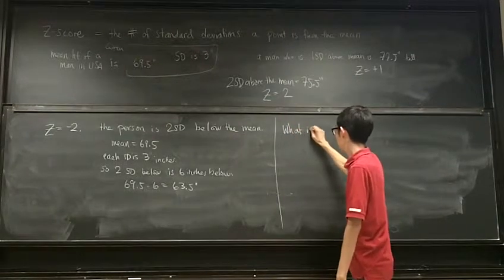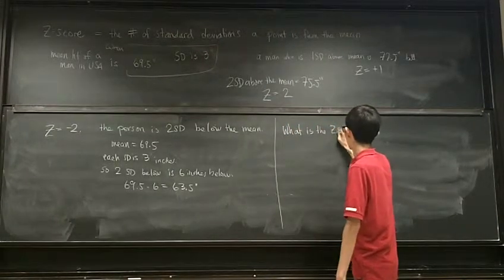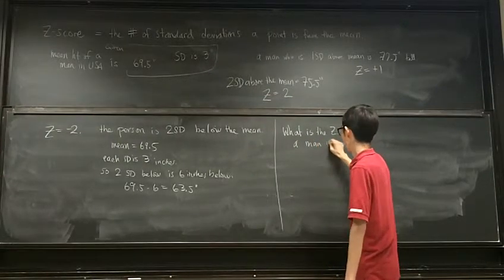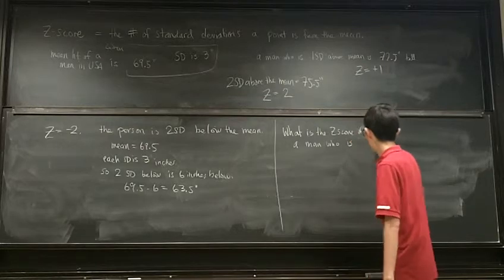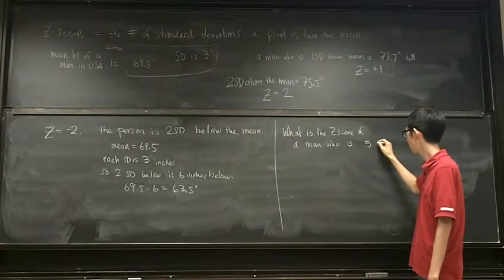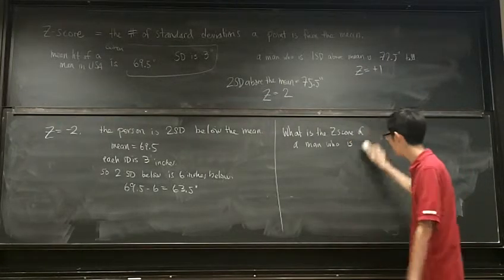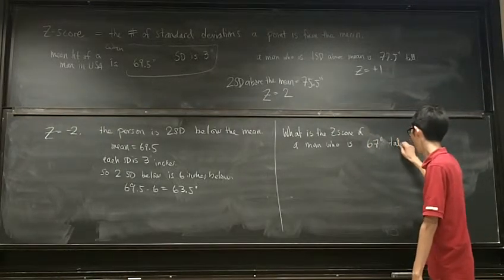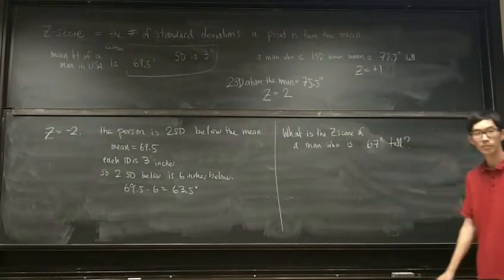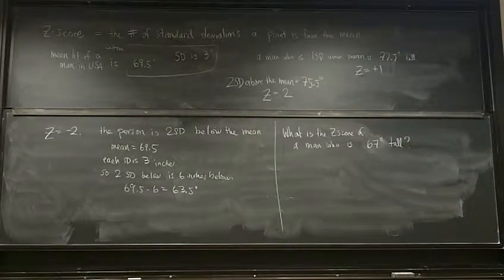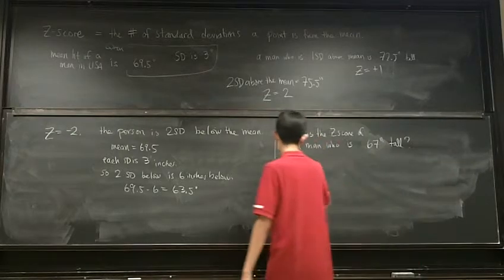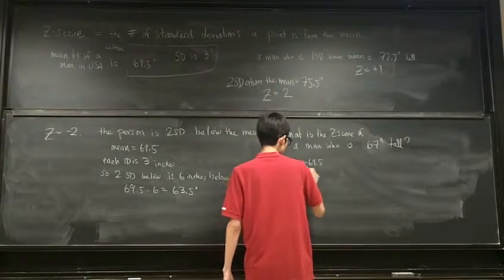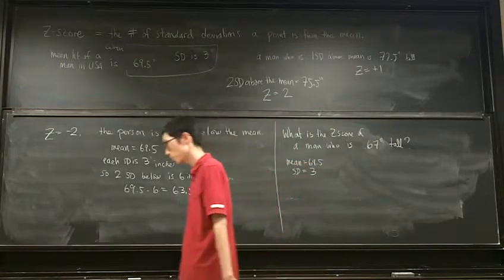All right, what is the z-score of a man who is, we'll say, 67 inches tall? Again, the mean is 69.5, and the standard deviation is equal to 3. What is this person's z-score?